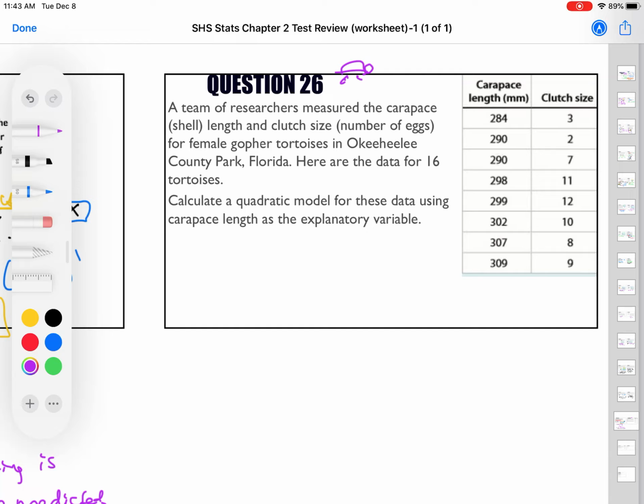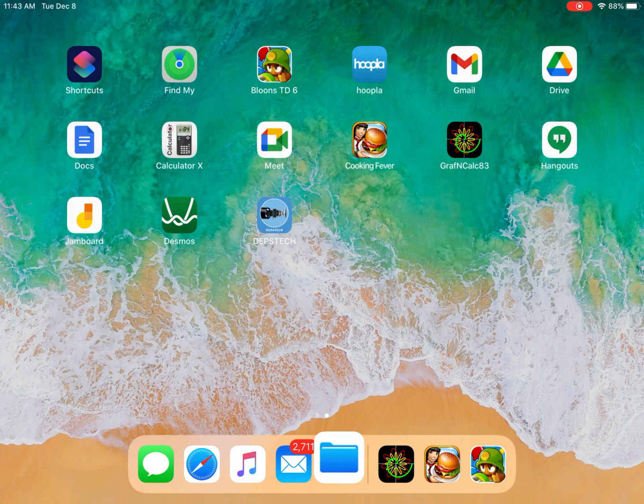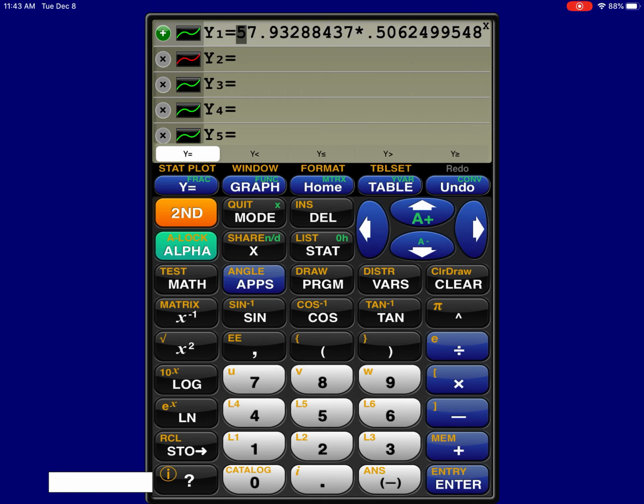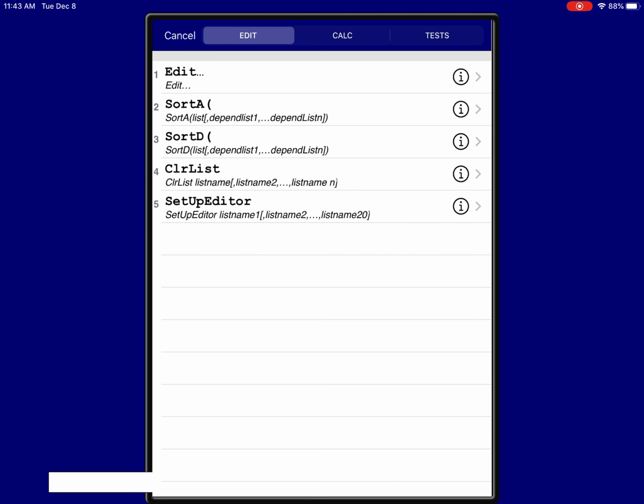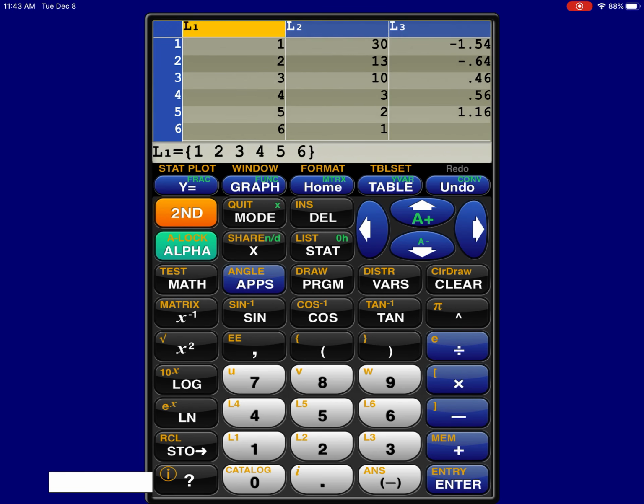I guess they didn't really give us 16, right? Maybe we just have 8. So let's put those numbers in. Let's see. So I'm going to put these in my calculator, stat, edit, clear that, clear this one, and then I'm just going to put these numbers.